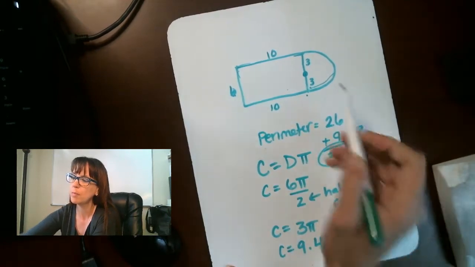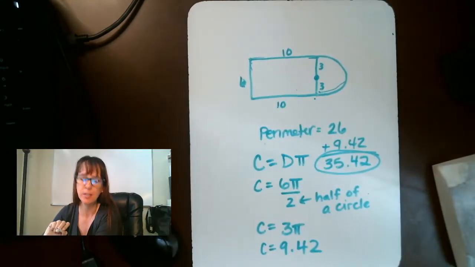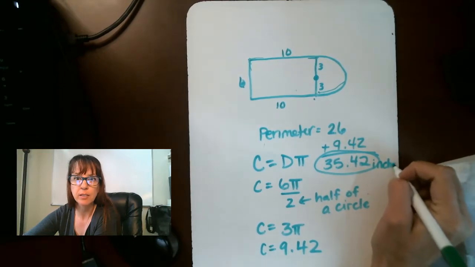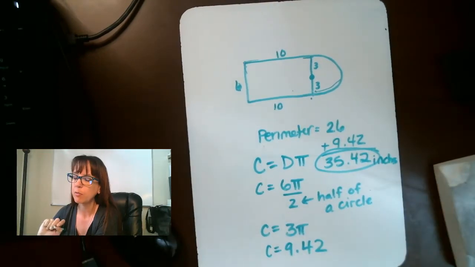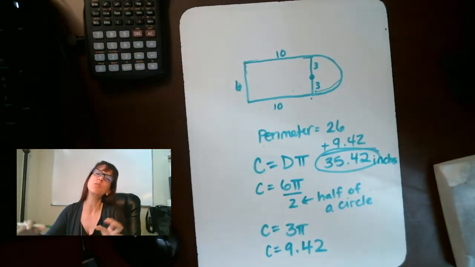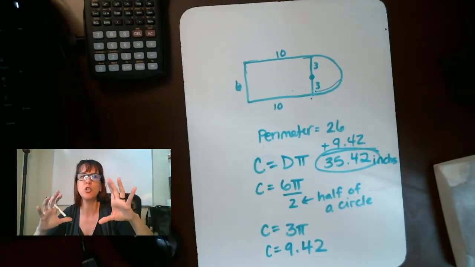35.42. So the perimeter of this entire thing is 35.42 inches. Always use your units. I forgot to look that up at the beginning. 35.42 inches, okay?